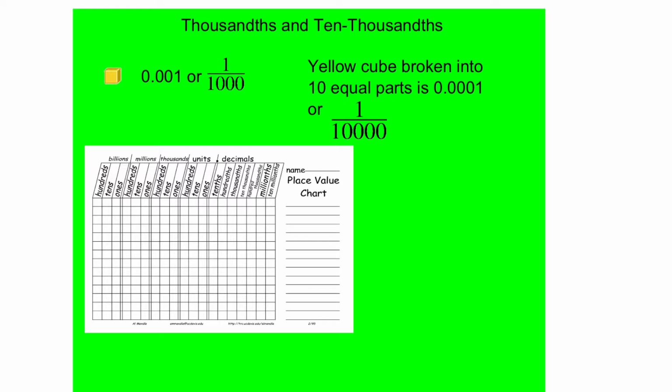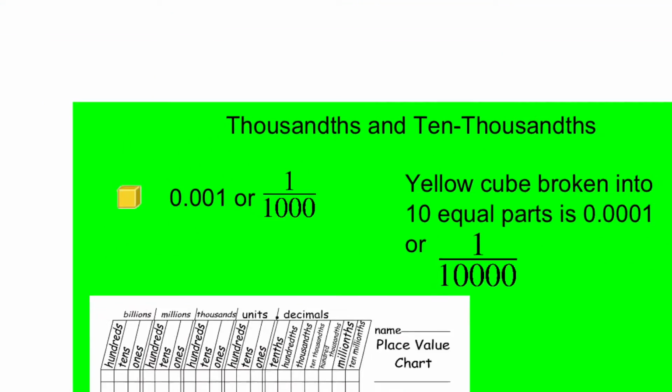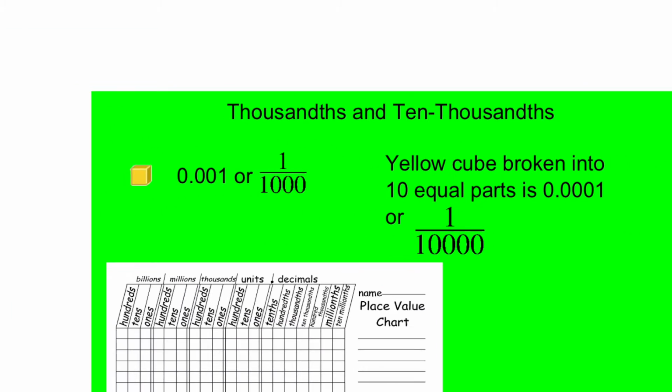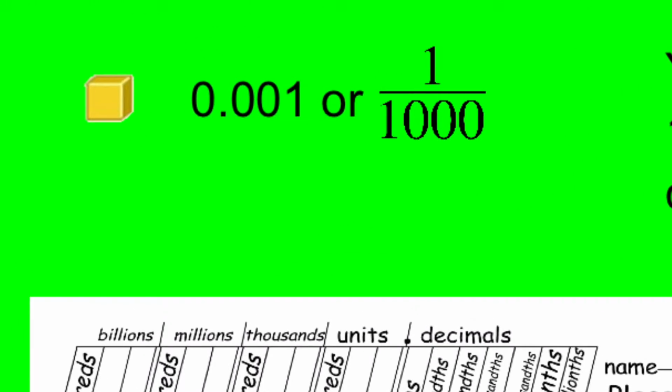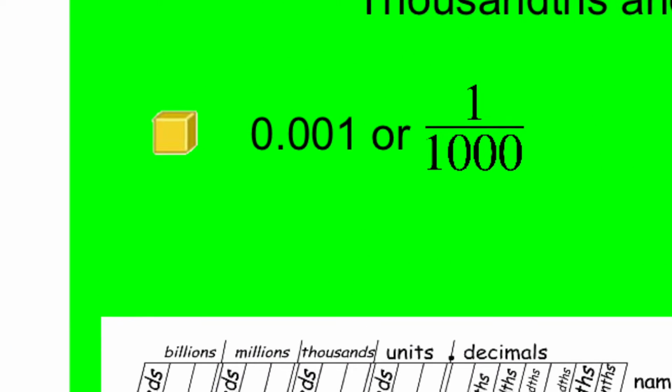We have been looking at place value of very small numbers. Now we have gone into even smaller numbers. We have gone into looking at thousandths and 10,000ths. Now, a thousandth is represented by a base 10 block we've used before.